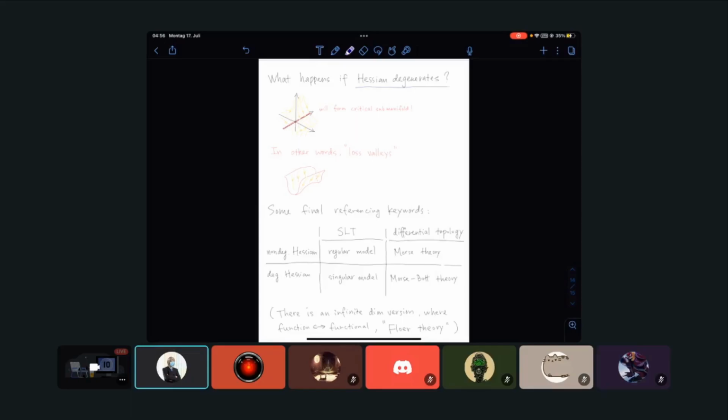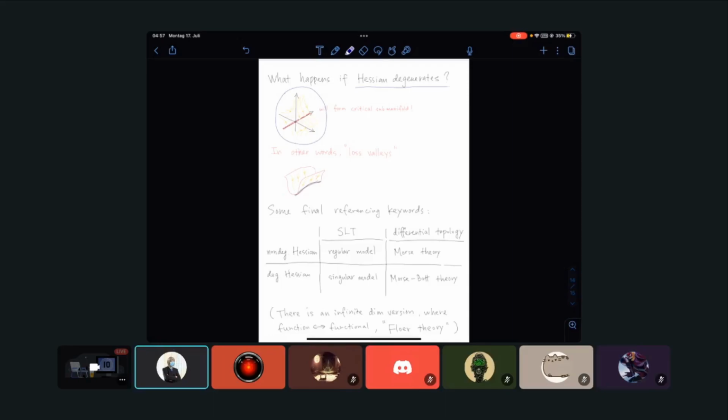So when the Hessian degenerates, I draw a cartoon here. Basically, the critical points altogether will no longer be isolated like previous examples. They will form a critical submanifold. And actually, if we think of the function being discussed here as a loss function in machine learning, it's a loss value, just like this.